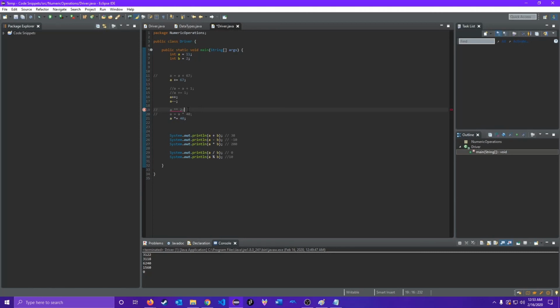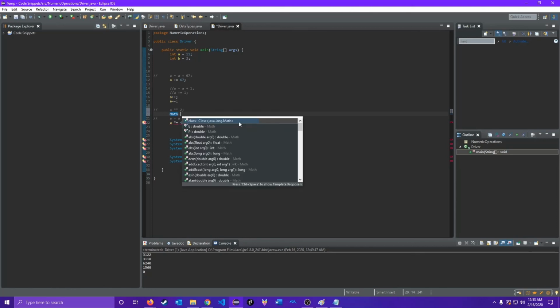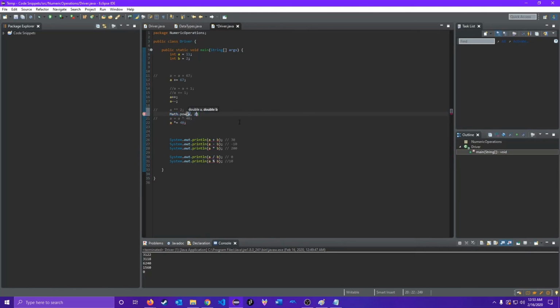If you wanted to raise something to the power of 2 like that, you would instead have to do the math class. So math.pow and then a, comma 2, right? So this would be taking a and raising it to the power of 2. Again, this is another example of a doesn't change when we do this. So if we wanted to change the value of a to squaring itself, then we would say a equals. And this is giving us an error because this gives us a double. So we'll just change that to a double for the sake of example. So now a squared, we store that back in a.